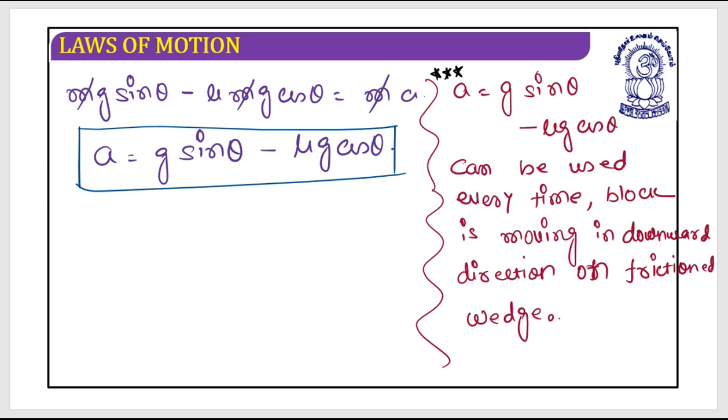Yes, a equals g sin theta minus mu g cos theta. That needs to be remembered. Now let's get back to the work. It's a equals g sin theta minus mu g cos theta.